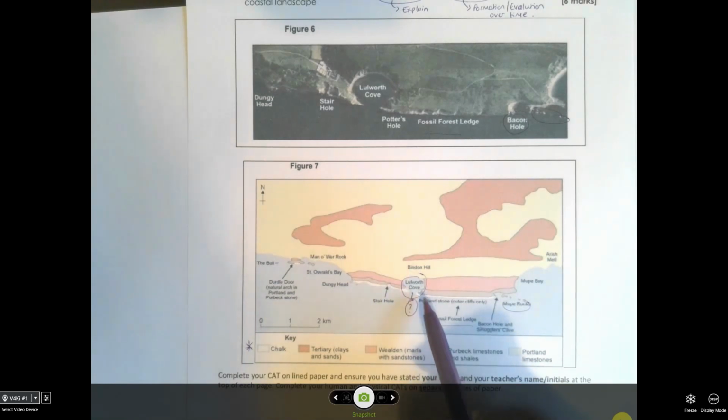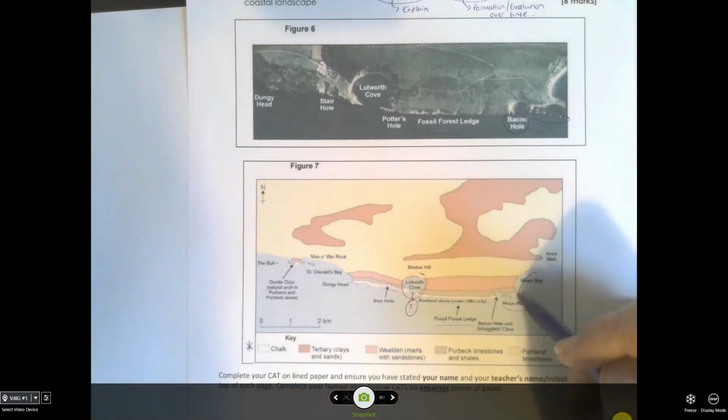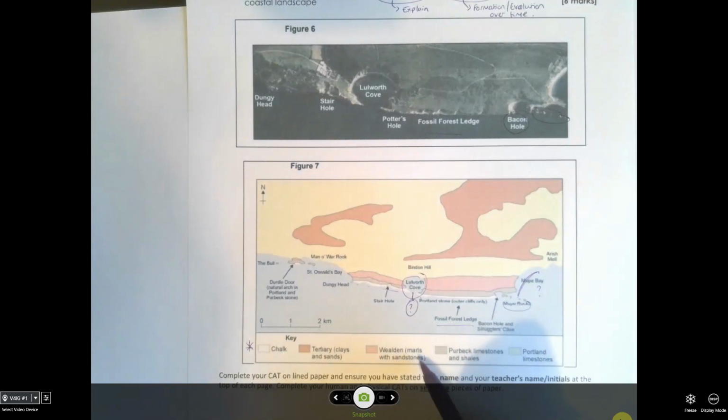Likewise, with maybe this section around Fossil Forest Ledge, or the area around Stair Hole here, what type of coastline is this? And how has that resulted maybe in it being a relatively straight, continuous coastline in comparison to maybe the type of coastline that we have here around Mupe Bay? What you notice is different about the rocks here, how they're arranged, and why has that then led to the formation of a bay rather than this very straight bit of coastline here.